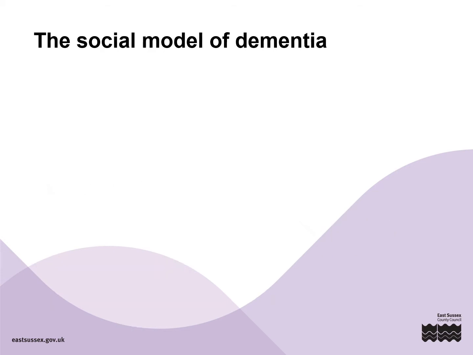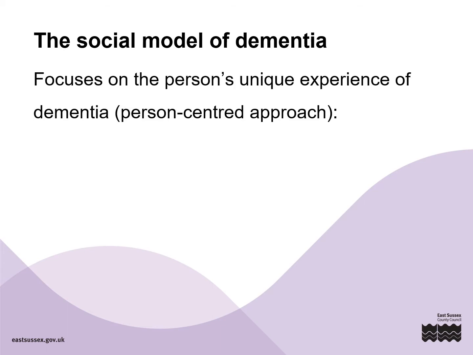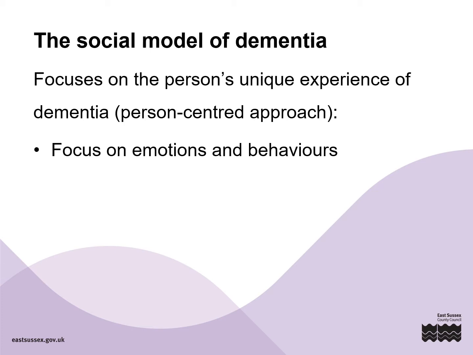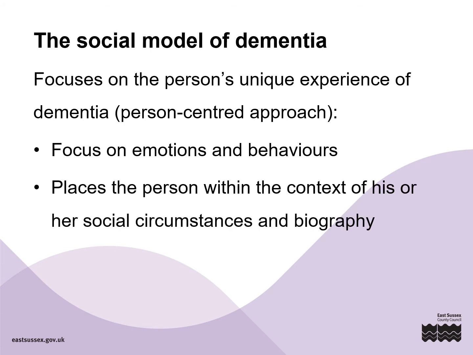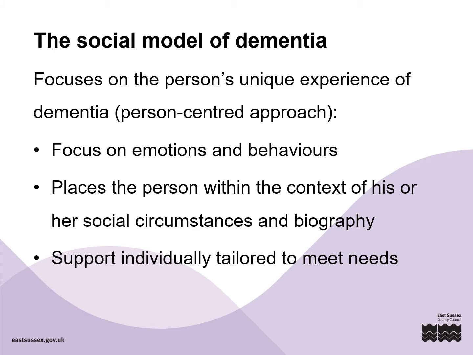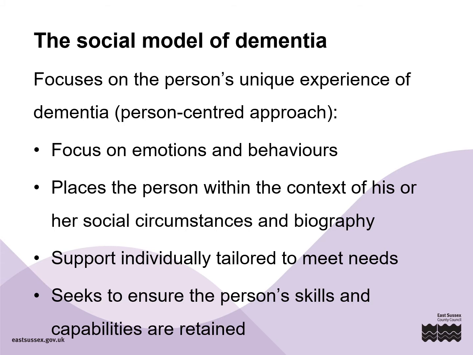The social model of dementia. Unlike the medical model of dementia, which focuses on the disease, the social model of dementia focuses on the person's unique experience of dementia. Therefore, it focuses on the person's emotions and behaviour. It places the person within the context of his or her own social circumstances and biography. It also provides support which is individually tailored to meet the person's needs. And it also seeks to ensure that the person's skills, capabilities and achievements are retained. By learning about each person with dementia as an individual, within his or her own history and background, care and support can be designed to be more appropriate to the individual.